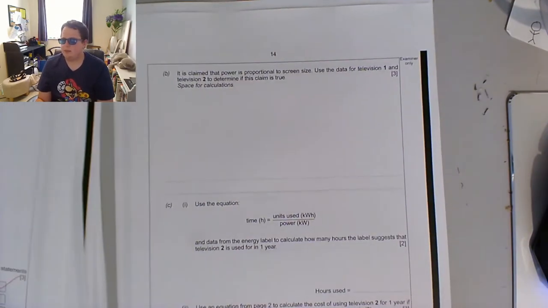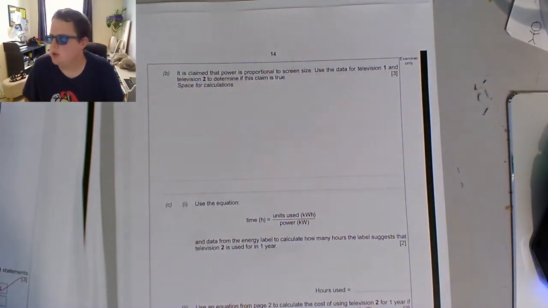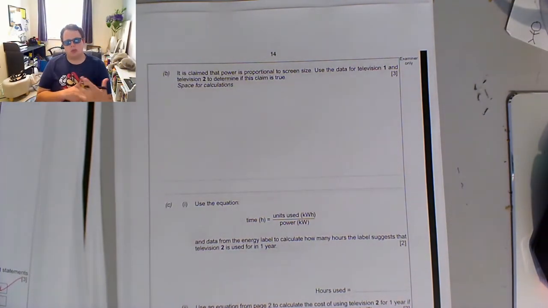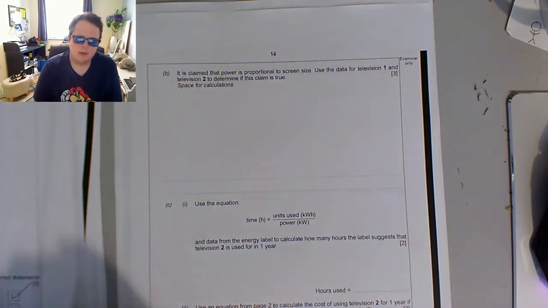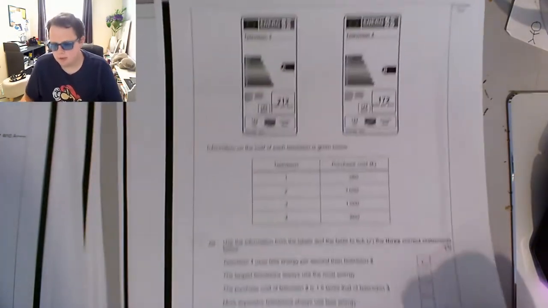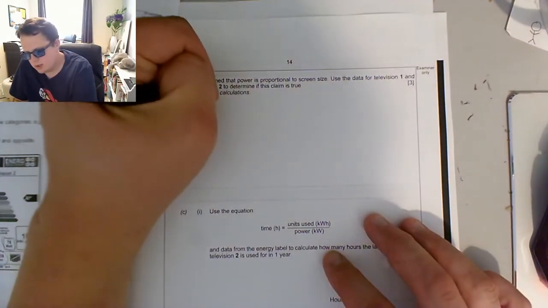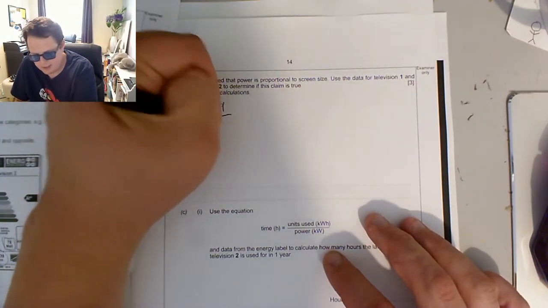It is claimed that power is proportional to screen size. So proportional just means as one changes, the other changes. Use data from television 1 and television 2 to determine if this claim is true. Now, if they were proportional, we would have the same ratio in both of these between power and screen size. So that's the sum we're going to do. So we'll do 139 divided by 69.